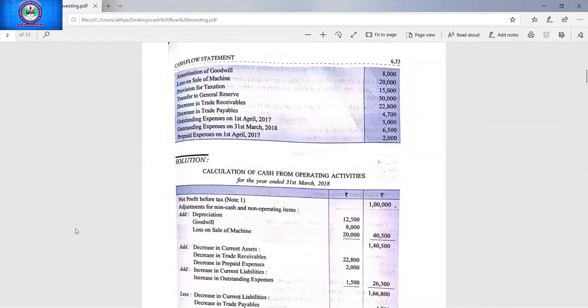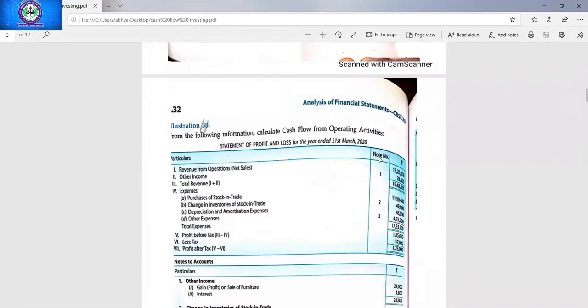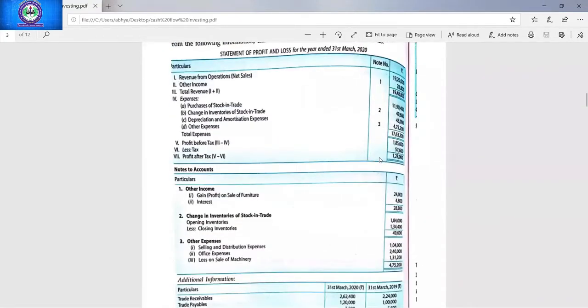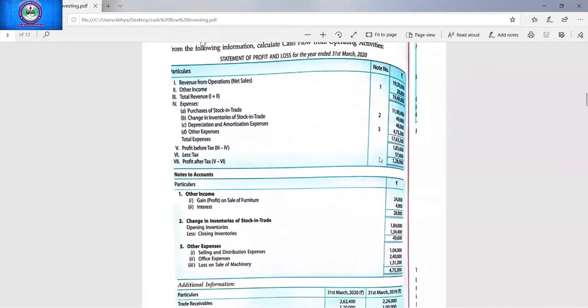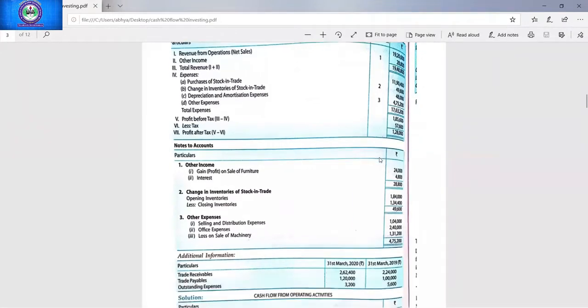So next question. This question I think I had given you. So in this manner also a question can come. This is a different question which we have not done till now, because in this question the statement of profit and loss account is given. Balance sheet is not given.